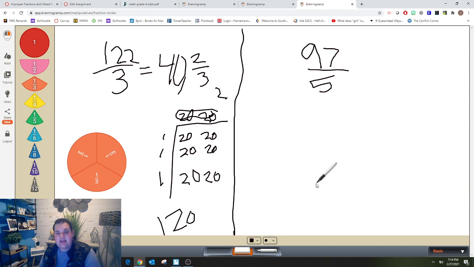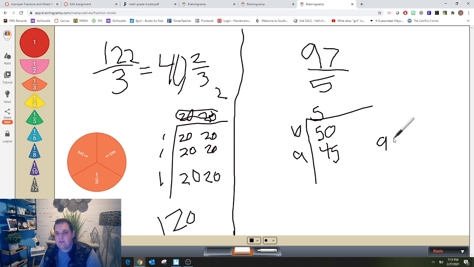All right, so 97 fifths. I know in one group, there's going to be 5 pieces. So that means in 10 groups, I'm going to have 50 pieces. Okay, so there's 10 wholes. Well, I can't do 10 again because that would take me to 100, but I'm going to do 9 instead. So 9 groups of 5 is 45 pieces. 45 plus 50 is 95. I can't do any more groups of 5 because I'll go over. So 10 plus 9 equals 19 wholes.